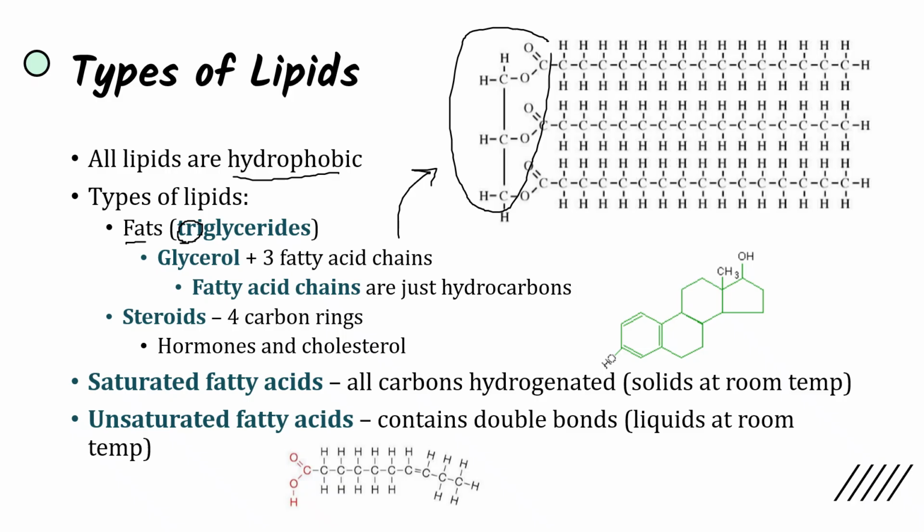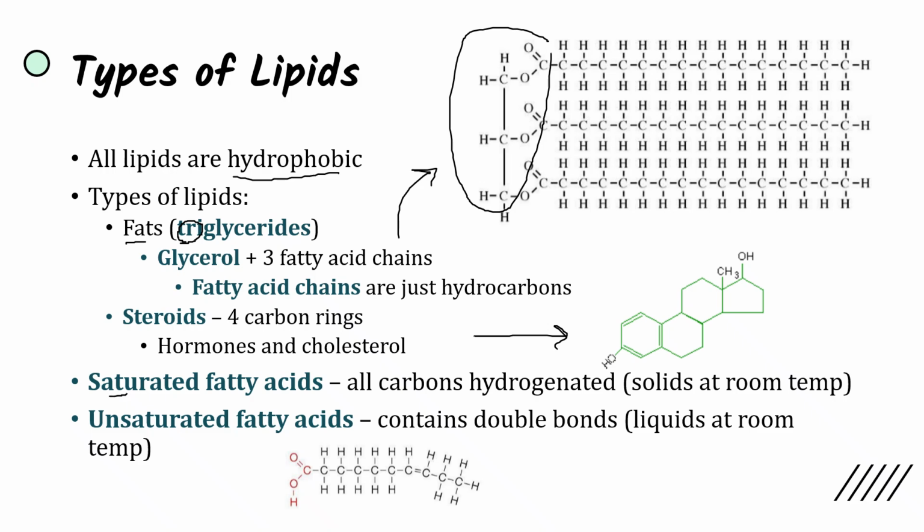And there's also going to be steroids, which are 4 carbon rings, and steroids are extremely key because they are the hormones that can greatly affect behavior. And so the different fatty acids that we have within our triglycerides can either be saturated or unsaturated.